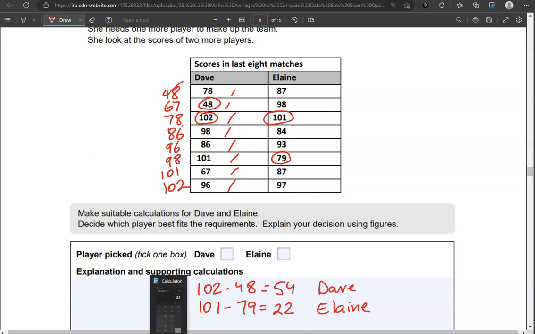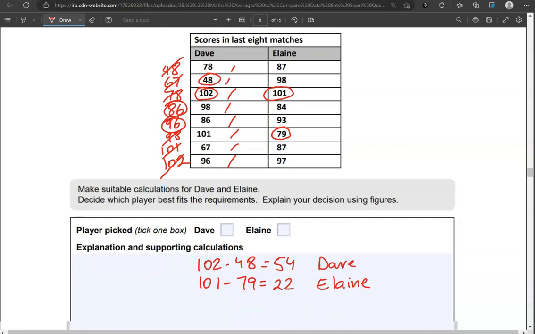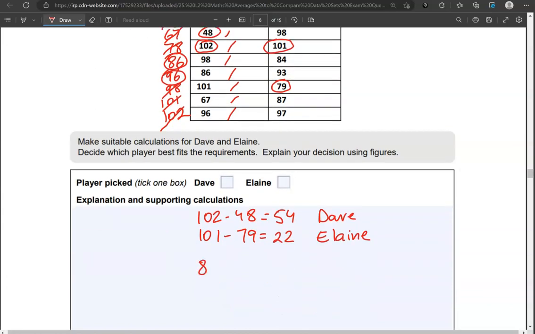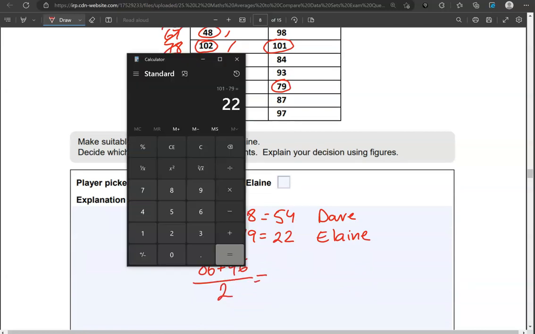So crossing out 1 each side to get to the middle, we have 86 and 96 in the middle. So 86 add 96 divided by 2 gives us 91.